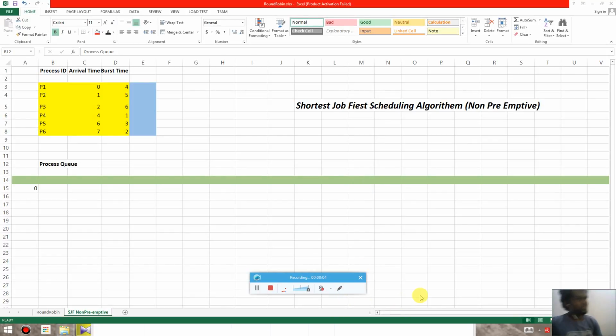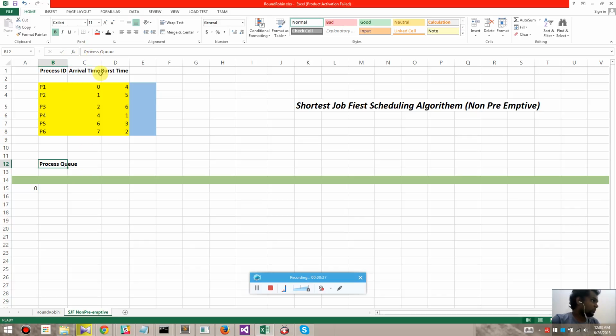Okay, this time I'm going to explain how the shortest job first scheduling algorithm works, and for this example I'm considering the non-preemptive version of the algorithm. You can see the set of data that I used to explain the round robin algorithm, the same set of data, and I have a process queue.